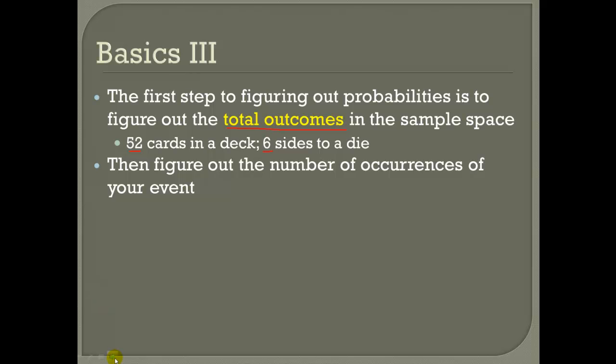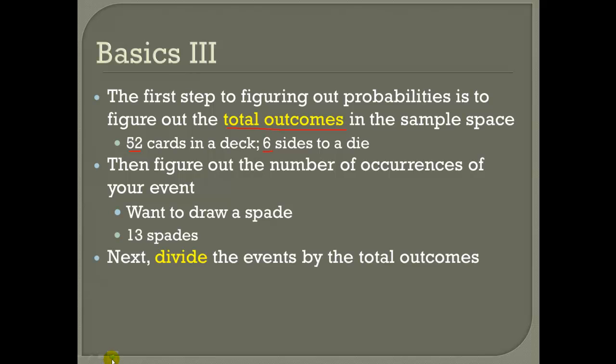Next, we want to figure out the actual number of possible occurrences for the event we're looking at. Let's say you want to find the probability of drawing a spade from a deck of cards. Again, we know our total outcome is 52, but how many spades do we have? Well, we have 13. So we would divide the event we're interested in, drawing a spade, 13, by the total possible outcomes, which is 52, which gives us a probability of 0.25. Alright, let's go through another example real quick.